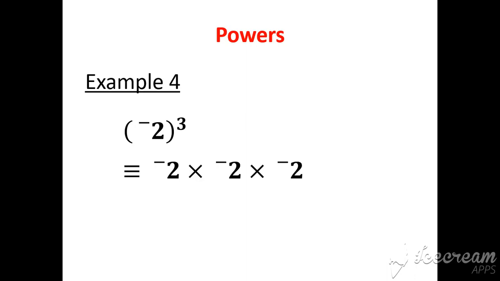Now that means -2 times -2 times -2. See, that power of 3 means multiply the base by itself 3 times. So -2 times -2 times -2. Well, here's what's going to happen. These two negatives are going to times to get a positive, and then that positive number will multiply by the last negative, and a positive and a negative makes a negative again. So the answer is going to be negative. And 2 times 2 times 2 makes 8. So the answer is -8.